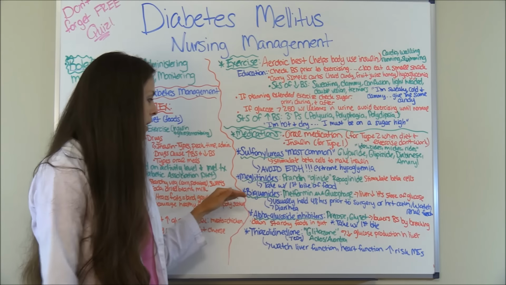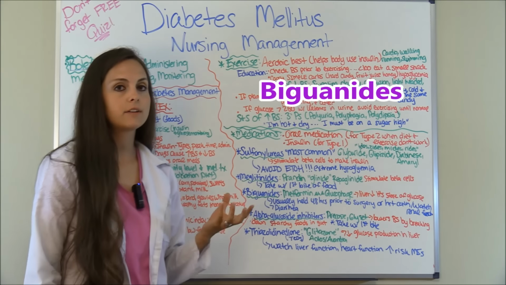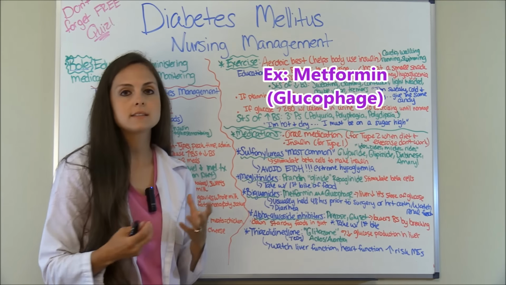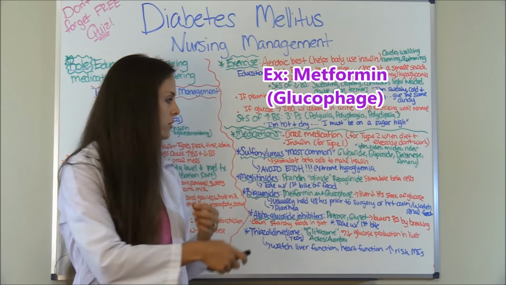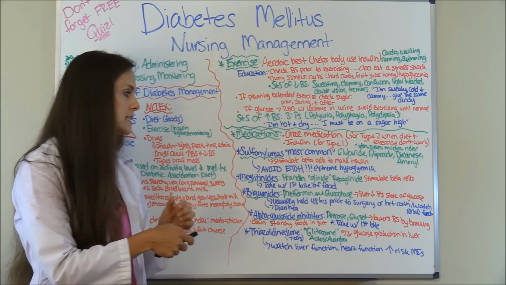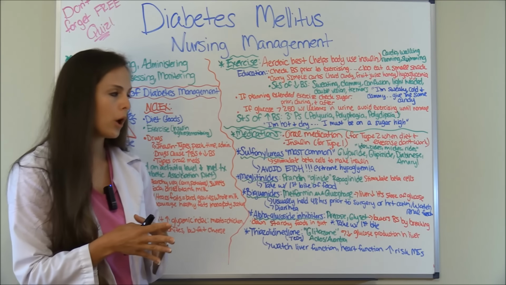Okay, next is the Biguanides, and this is a very popular drug. As a nurse, I see this drug all the time. Metformin, that's a common drug of this category, also called Glucophage. And what this drug does is it decreases the liver stores of glucose.